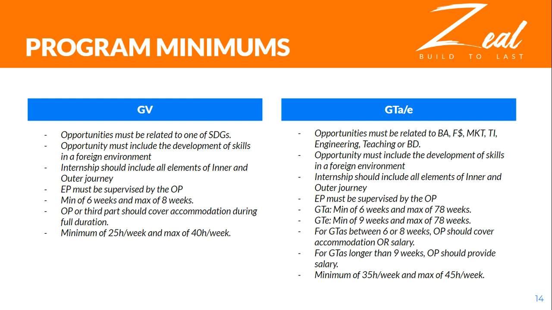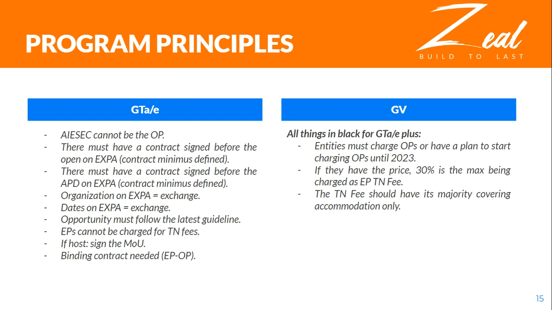It means if you're going to pay him 15 euros, this can't work, because you must pay him an amount that can cover his accommodation, or cover his accommodation directly. For global talents longer than 9 weeks, the OP should provide salary. They have to. Minimum of 35 hours per week and maximum of 45 hours per week of work.